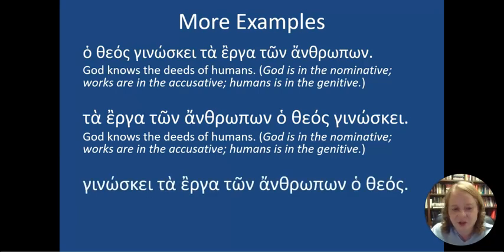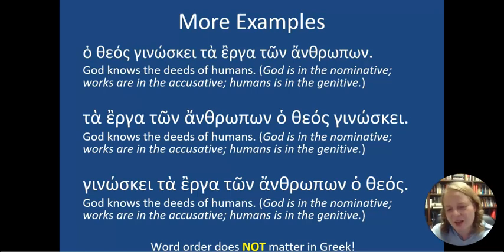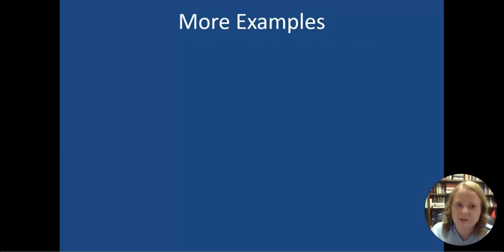How about this one? Genoske, ta erga, ton anthropon, ha theos. Genoske is my verb. He, she, or it knows, and then I've got to search all the way to the end of the sentence to find the thing that's in the nominative. The nominative is always, always, always the subject, and it's still God. God knows the deeds of humans. The word order does not matter in Greek. I can't say that enough times. What's in the nominative is the subject.